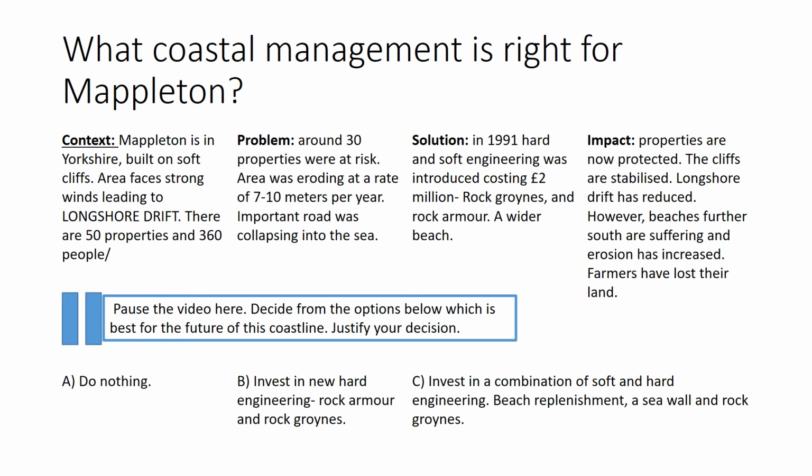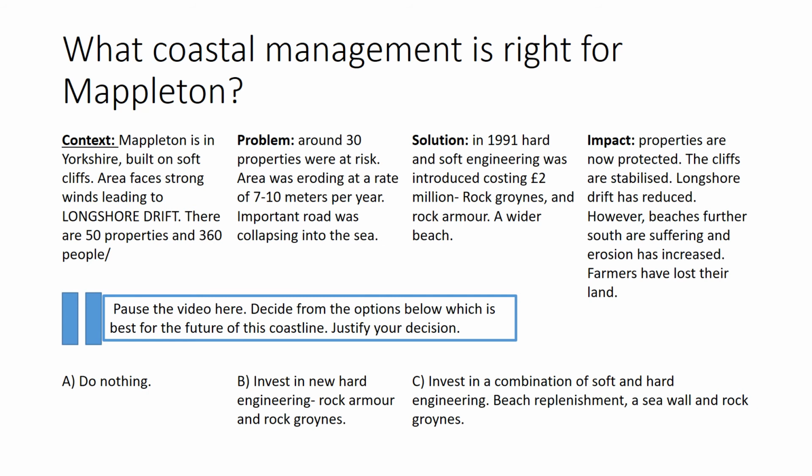Beach material, which is now trapped at Mappleton, used to travel south. So this has reduced the size of the beach in the south, which has increased the erosion rates from 1.7 metres to 3.3 metres per year, with some areas losing 10 metres a year. Farmers have also lost a lot of their valuable farmland, and some farms have disappeared altogether. Some people believe the sea defences at Mappleton have made the situation even worse.